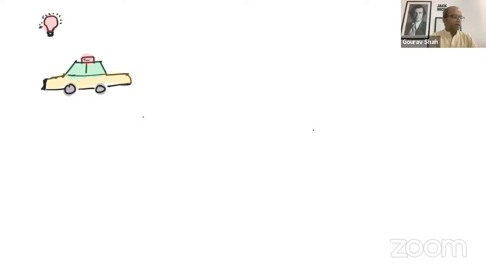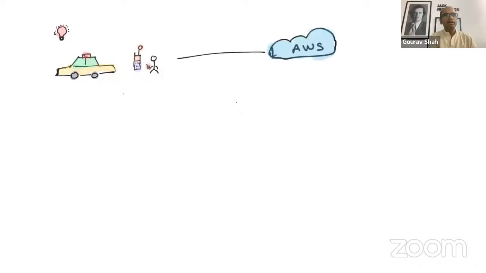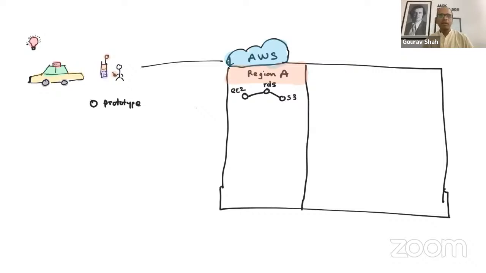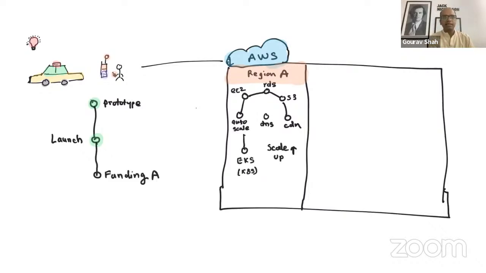So let's take an example. Let's say you're building a taxi hailing service application, and you want to deploy it on cloud. There are multiple advantages of doing so, and you start building your prototype with maybe fewer services, like a compute service like EC2, a database like RDS, and maybe a storage service like S3. You build a prototype, it is successful, you launch a product. And once you launch a product and it becomes successful, you need to start scaling that. So you introduce additional features like auto scaling, maybe DNS services, CDNs, and whatnot.